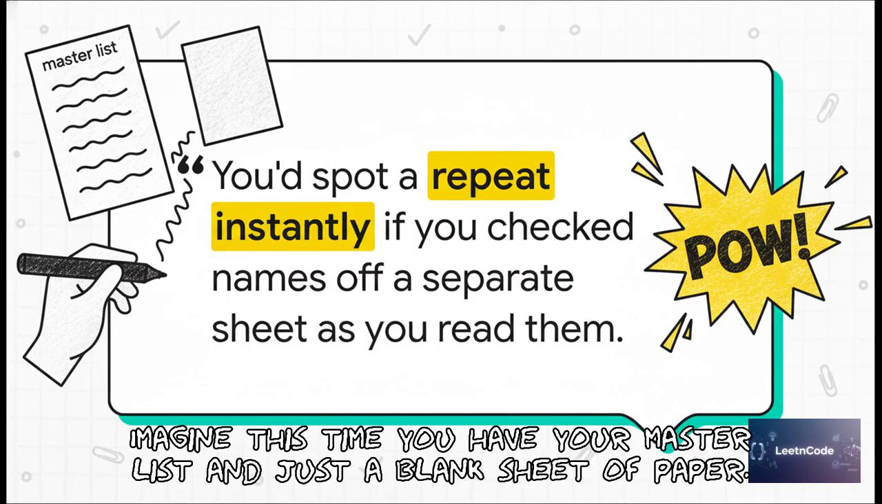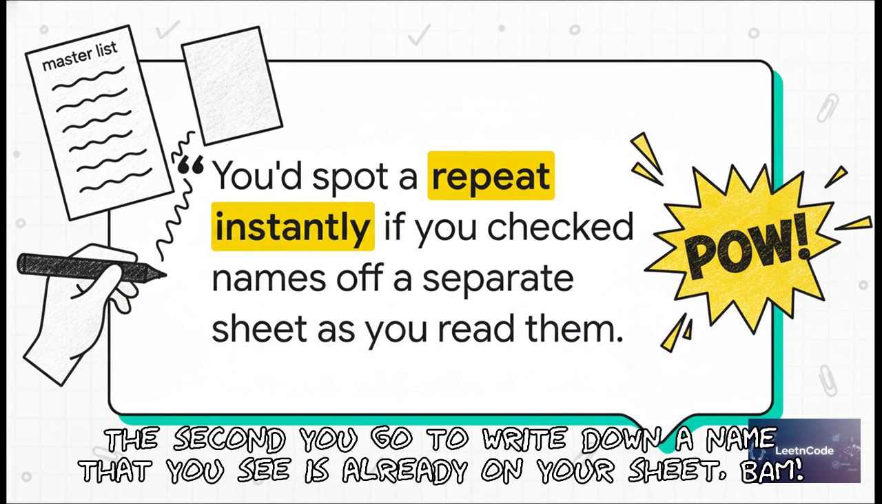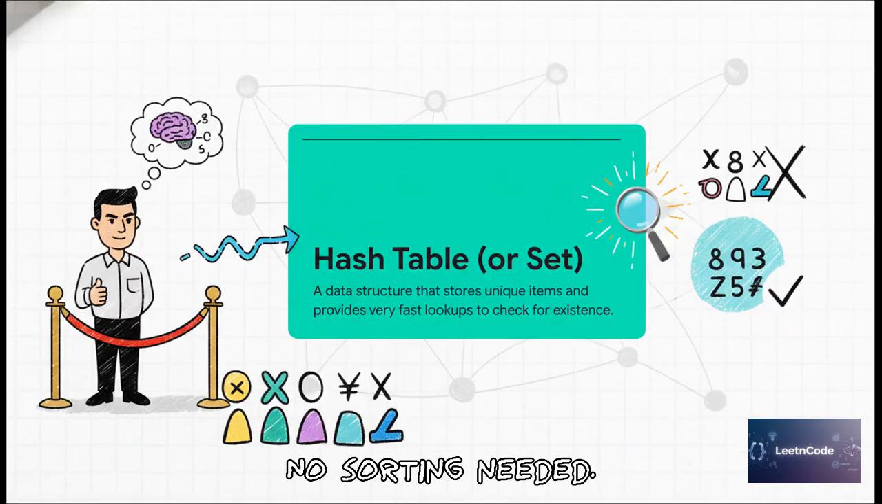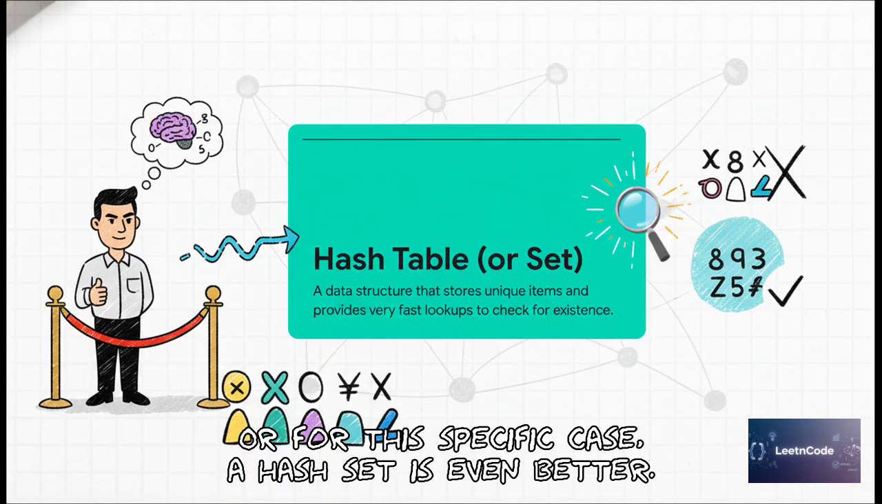Imagine this time you have your master list and just a blank sheet of paper. As you read each name from the master list, you just jot it down on your blank sheet. The second you go to write down a name that you see is already on your sheet, bam! You found a duplicate, instantly, no sorting needed. In programming, that blank sheet of paper is what we call a hash table, or for this specific case, a hash set is even better.